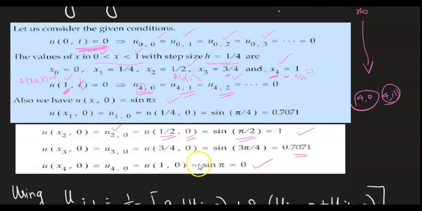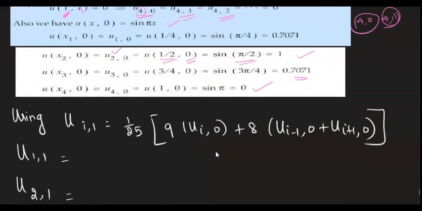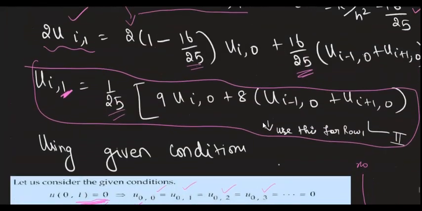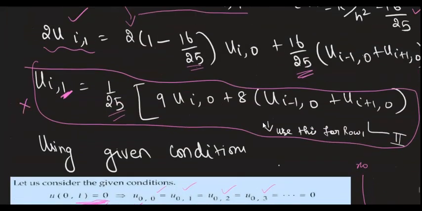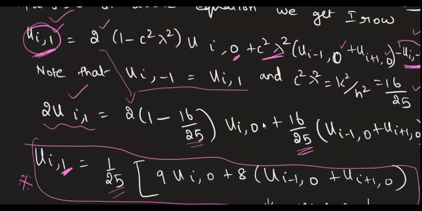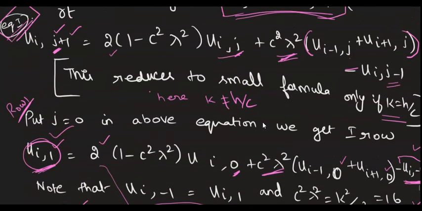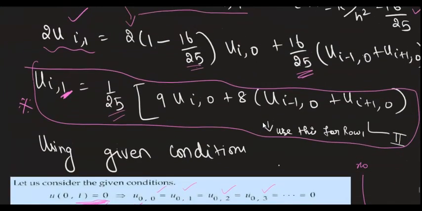So we have written the initial conditions. Now see here, this is the formula that we have calculated. From the main formula, you have substituted j as 0. You can see here, this is the main formula. In this formula I have substituted j as 0 and simplified it again. This is equation 1. In this you have substituted j as 0, you have simplified it, and you got this. So this is a simplified version, and we are going to use this for row 1.